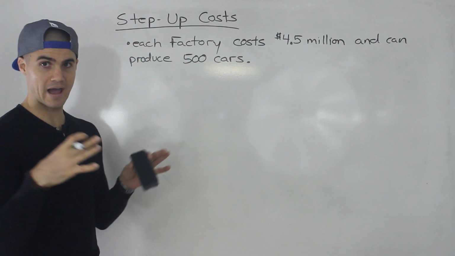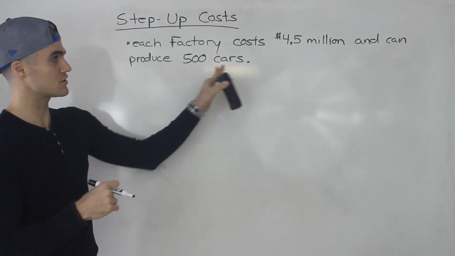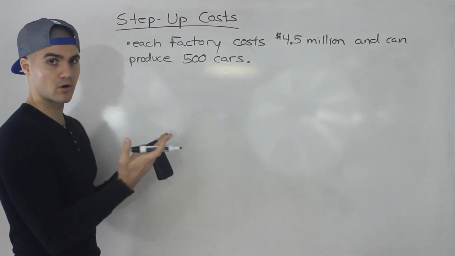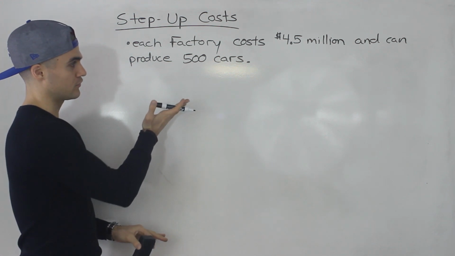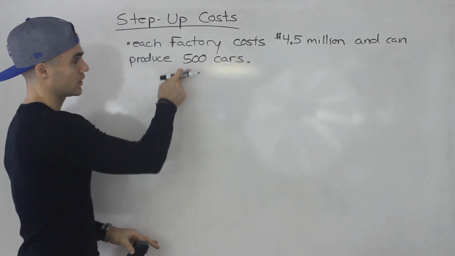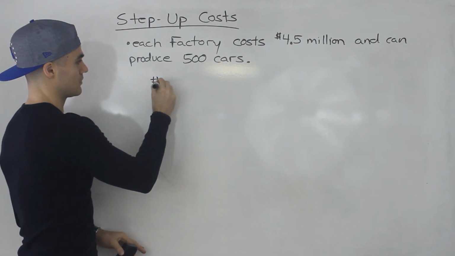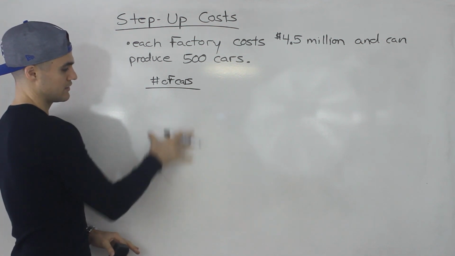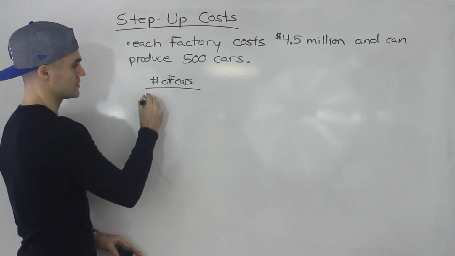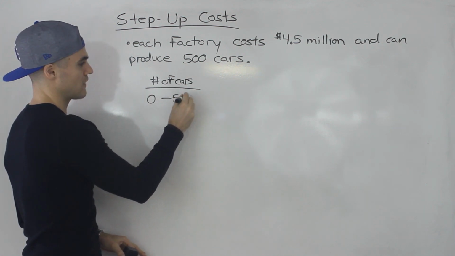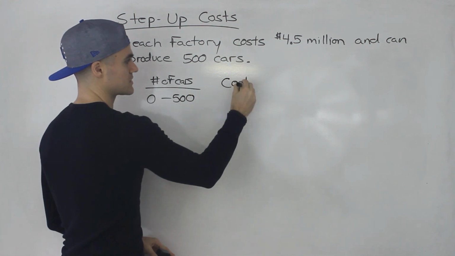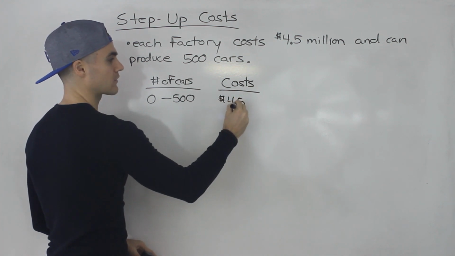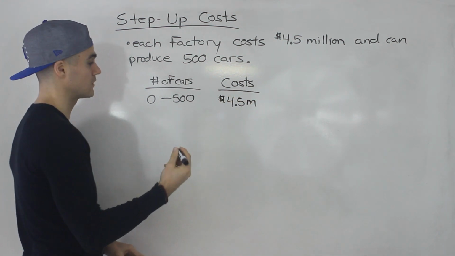So let's say that you have a car company and each factory costs you $4.5 million and can produce 500 cars. Before, we went over the output from 0 to 500 cars. But now we're going to go over that output. So let's say we have number of cars here. And this column now, instead of being a fixed number, is going to be a range. So from 0 to 500 cars, what's the cost going to be to us for this factory? It's going to be $4.5 million because we're only going to have one factory, right? Each factory costs $4.5 million.